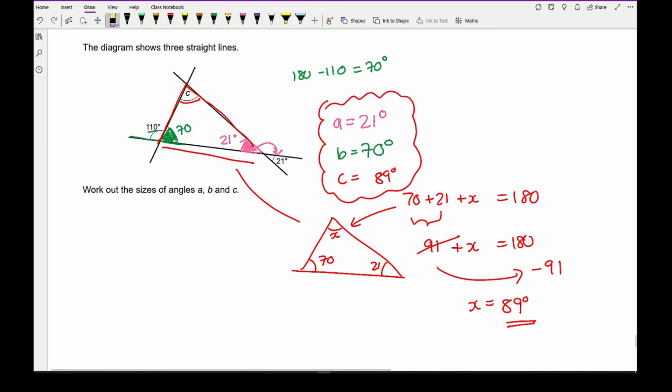And let me just quickly get rid of those x. Change that for a C.